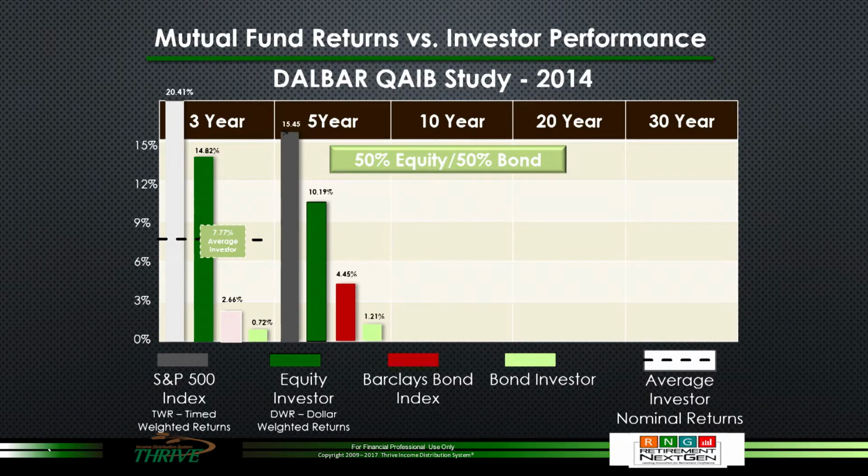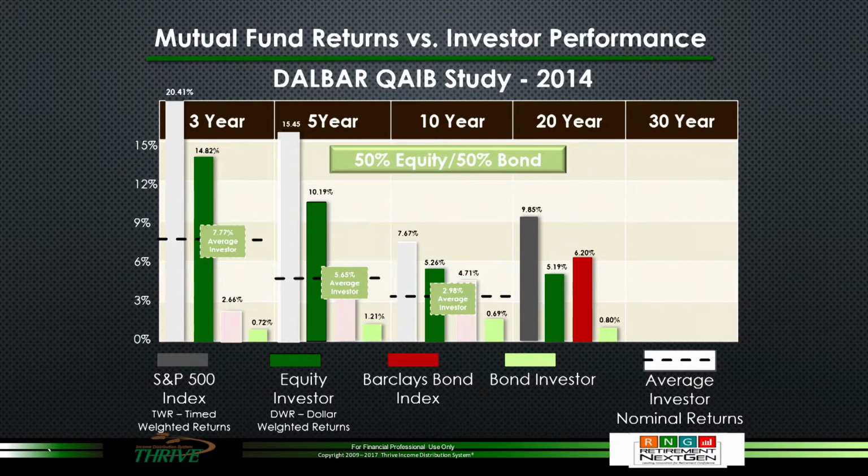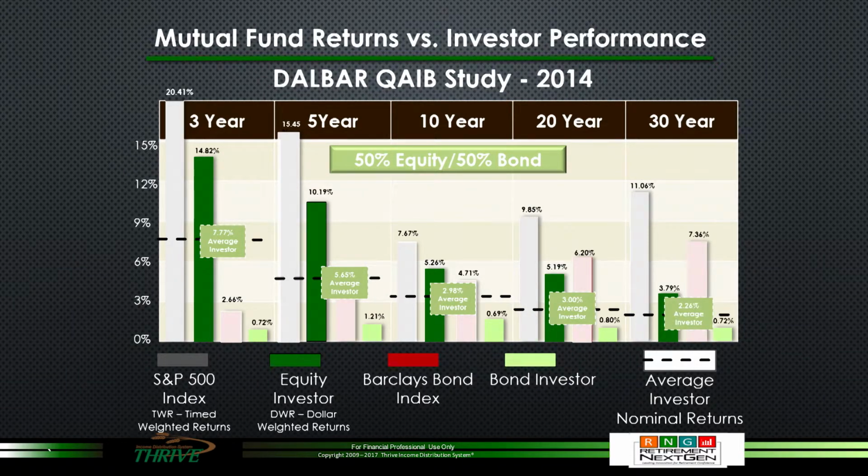Now we do the same exercise and we look at it over a 5-year period, you can see we have 5.65%. If we do it over 10 years, as we extend duration, it gets worse and worse. Now we're down to 2.98. If we do it over 20, we actually bumped up to 3%. But when I do a 30-year duration, and this is pretty consistent with all 30-year tranches, I'm down to 2.26%.